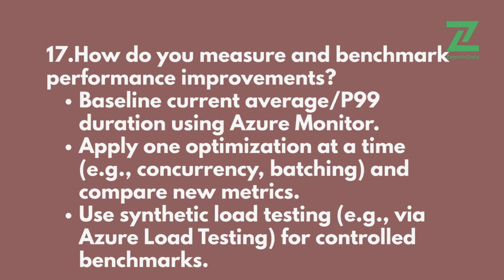How do you measure and benchmark performance improvements? Baseline current average and P99 duration using Azure Monitor. Apply one optimization at a time. Example: concurrency, batching, and compare new metrics. Use synthetic load testing, for example via Azure Load Testing, for controlled benchmarks.